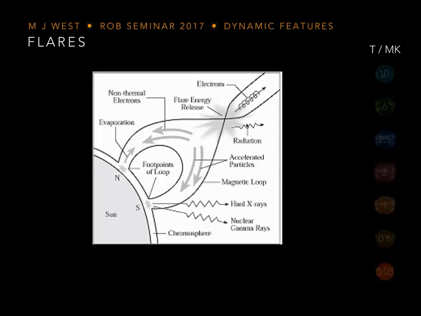We see flows of energy down towards the lower solar atmosphere and the chromosphere, where we can get other emissions such as hard X-ray and gamma rays and things like that. And we see post-flare loop systems forming down here, and quite often we can also see coronal mass ejections ejected from the actual flaring region.